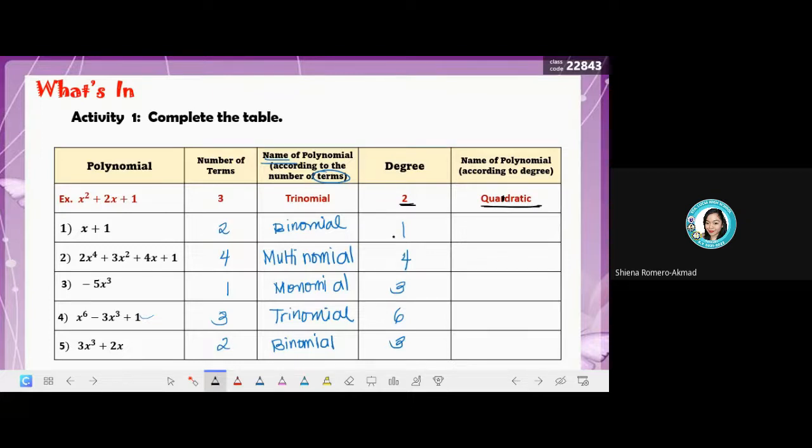Now, what if the degree is 1? Ano yung tawag natin sa polynomial na yon? Okay, tama. Forteza. Pag isa yung degree is 1, we call that linear. If the degree is 1, we call that linear. If the degree is 4, oh, wala tayo dyan sa 4. Sa 3 muna tayo. Dalawa yung 3 natin eh.